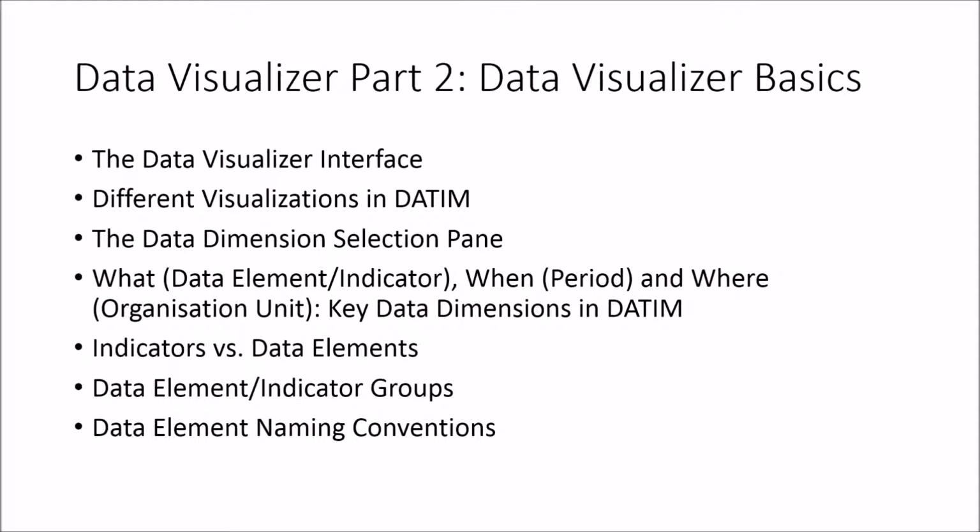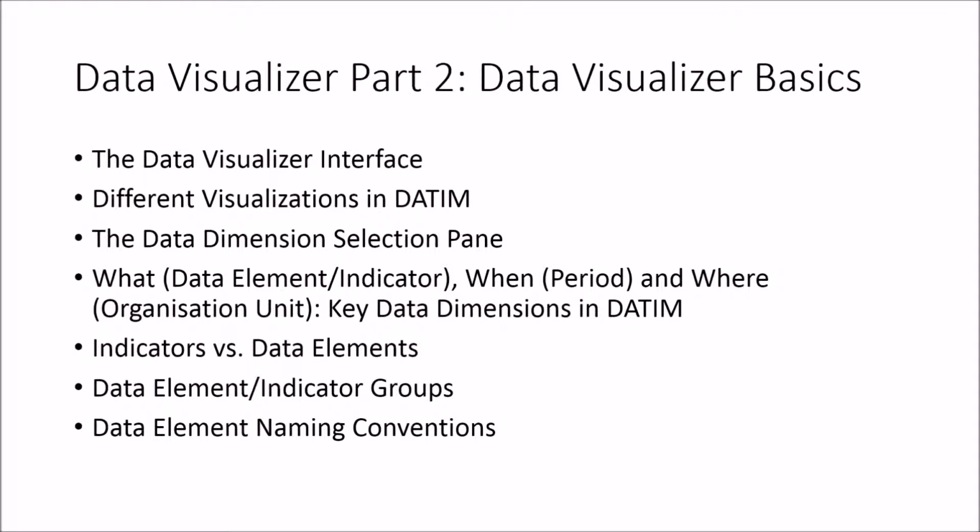In this second part of the Data Visualizer and Dashboard Introductory, we will go over the Data Visualizer basics. We will discuss the interface, the different visualizations that can be made within DATIM, the Data Dimensions Selection pane, the key data dimensions in DATIM, including the what, which are referred to as data elements and indicators, when, which is the period, and where, which is the organization unit.